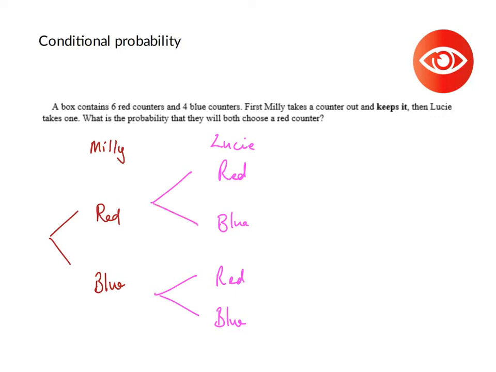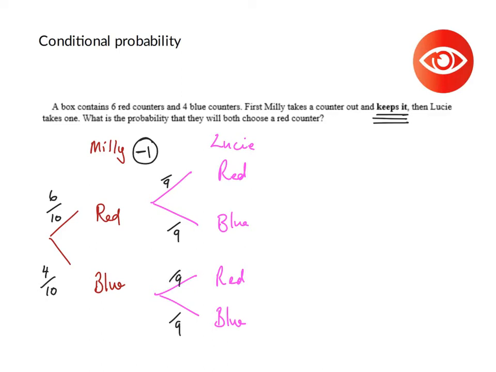Once we've done the diagram, we can then put the information on the diagram. So Millie has got a choice of 6 counters for red and 4 for blue, so that's a total of out of 10. Now because Millie takes one and keeps it, that means that we've actually lost a counter all the time, so we're going to be out of 9 for the next pick as opposed to 10.